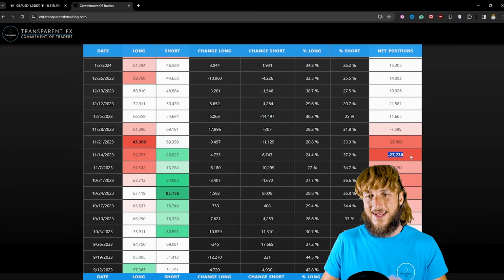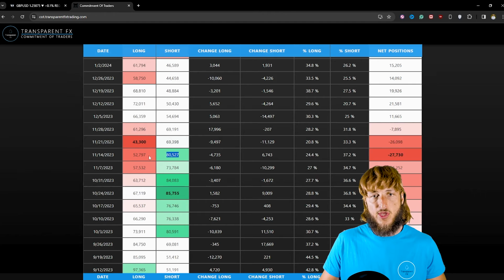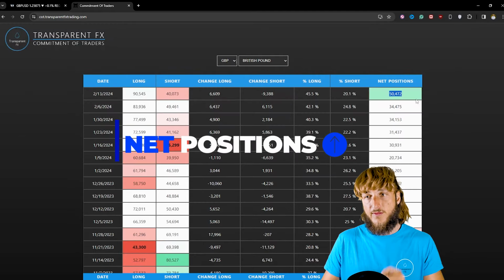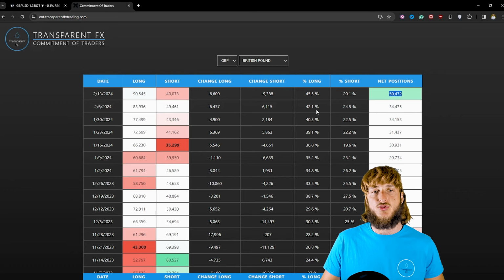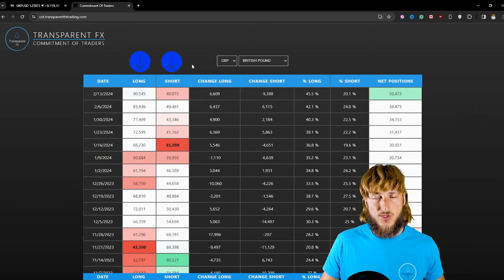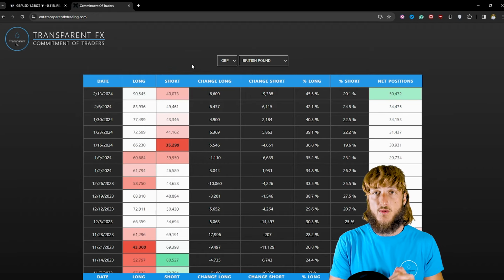went from having a negative net positioning of minus 27.7k net positions with having way more shorts than longs, 80.5k shorts compared to only 52.7k longs, all the way up to now having a positive net positioning of 50.4k net positions with way more longs than shorts, 90.5k longs compared to only 40k shorts. So clearly institutions have been moving to the bullish side for GBPUSD.